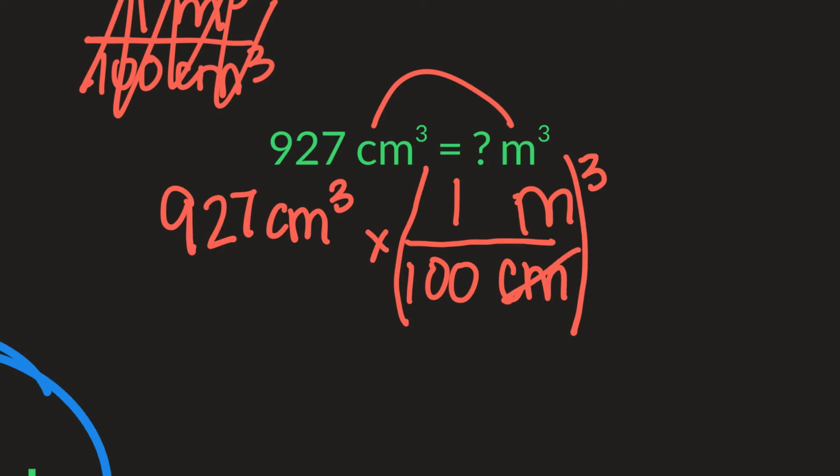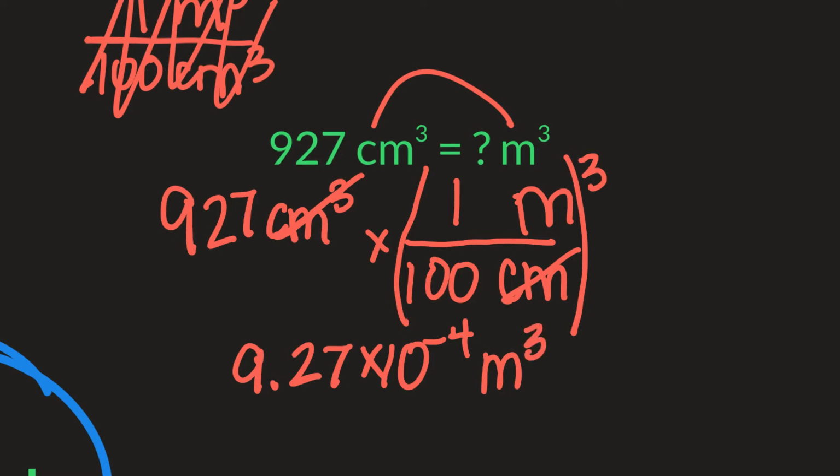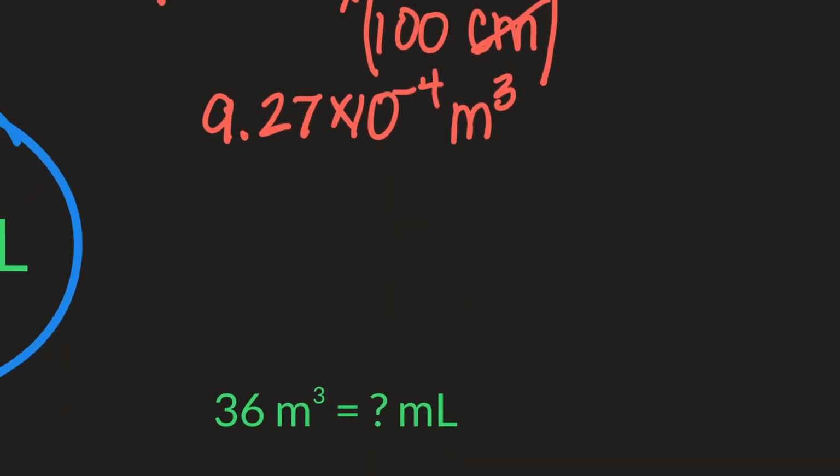Now that it's cubed, these will cancel out. So in your calculator, you're going to cube 100, which is obviously going to be a very big number, and you're going to take 927 and divide by that. So you should get 9.27 times 10 to the negative 4th meters cubed. And that's all there is to that one. Sig figs are good. We're done. Okay? So I, again, highly recommend you do the parentheses.